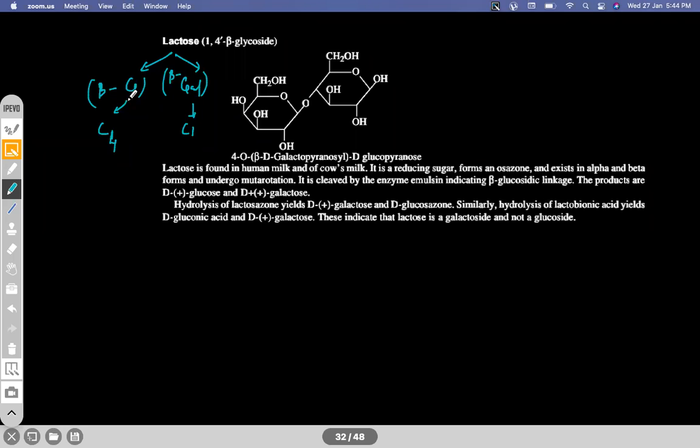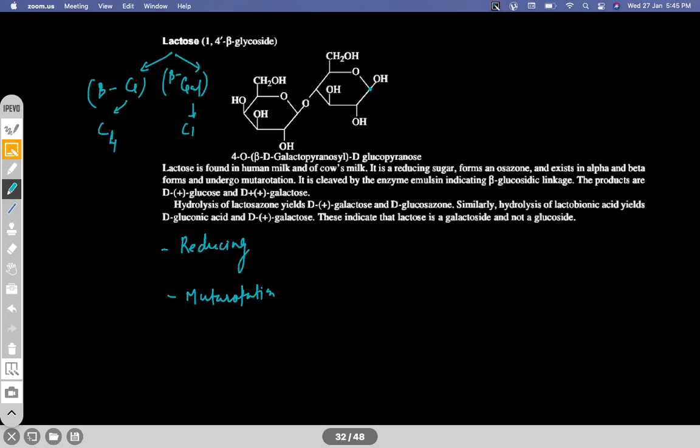Now, again, for glucose, the C4 carbon is involved. So obviously the C1 carbon is left here. It is not involved in the reaction, correct? Hence, it is again a reducing sugar, right? And when it is a reducing sugar, it shows mutarotation. Okay, so for all three different saccharides, you should know where the glycosidic linkage is present, which carbon atoms are involved, and whether it is reducing or not.